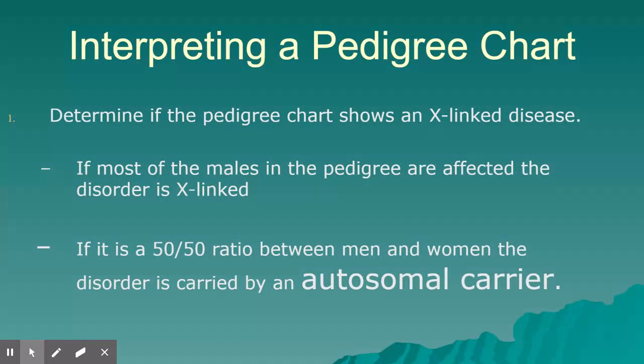Now we're going to talk about interpreting a pedigree chart. There's two steps to doing that. The first one is to figure out if the disorder is X-linked. Most of the males will have this disorder because the Y chromosome cannot mask the effects of an affected X chromosome. In an autosomal disorder, the disorder is found on the other chromosomes, so men and women have an equal chance of having the disorder. So basically, if more males have it, it is X-linked. If men and women in the family have it in an equal ratio, then it'll be autosomal.